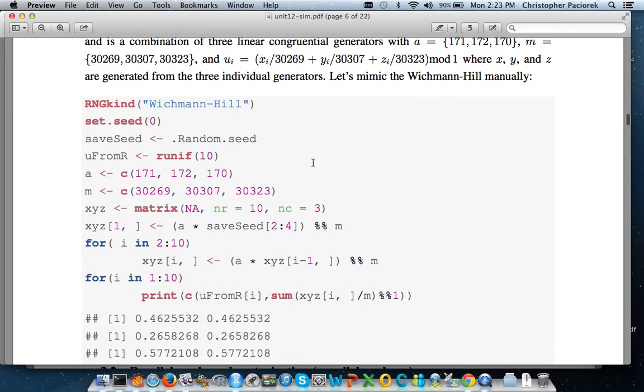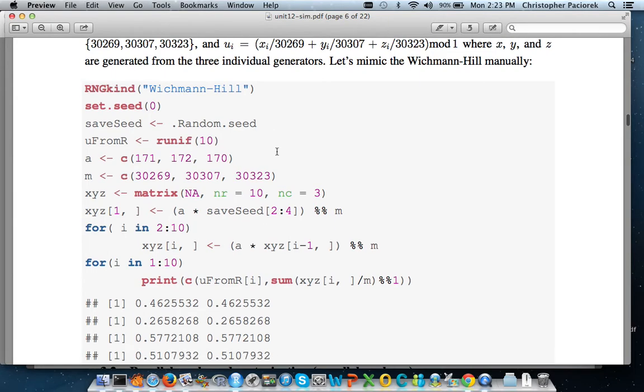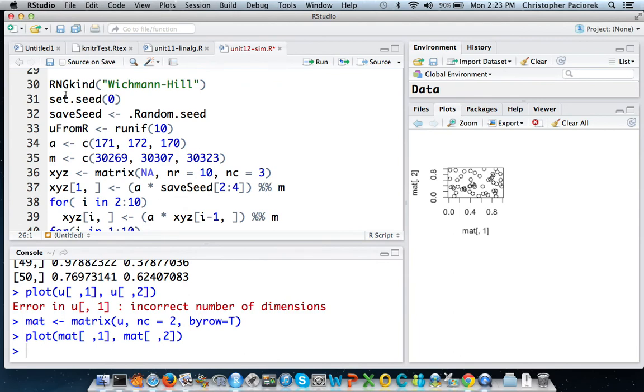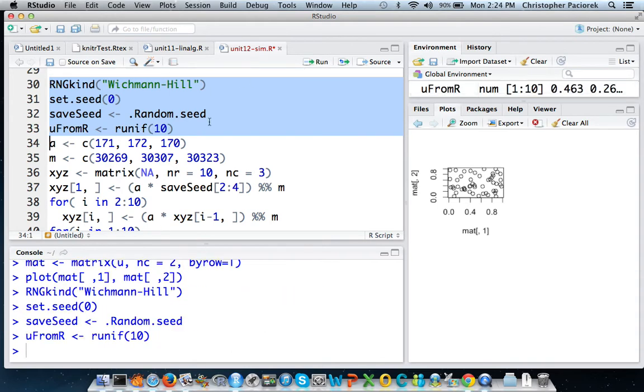So part of the reason I wanted to show you this was just to show that we could actually implement one of the random number generators that's in R, and the other is to highlight the idea of what a seed actually is here. So let me go back to the R code. Okay, so what I'm going to do here is set R's random number generator to be this Wichmann-Hill generator by using this RNGkind function. And then I'm going to set the seed, and save that seed so we can come back and look at it in a minute. And then I'm going to generate 10 random uniforms using R's runif function.